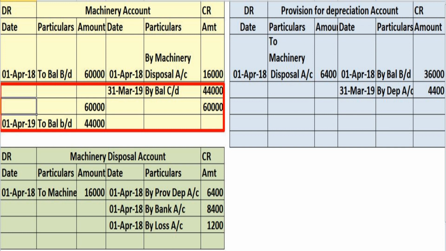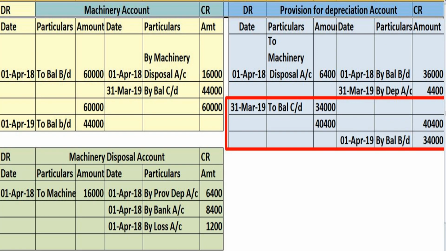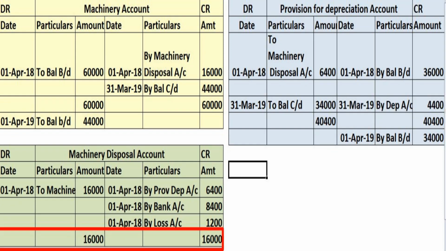For the provision for depreciation account, the higher balance is on the credit side, that is 40,400. If we deduct the lesser amount, that is 40,400 minus 6,400, we get 34,000. This is the balance carried down amount as on 31st March 2019. This is mentioned on the debit side and the same balance is brought down to the next year beginning, that is 1st April 2019. For the machinery disposal account, the balances on both sides should match with each other.